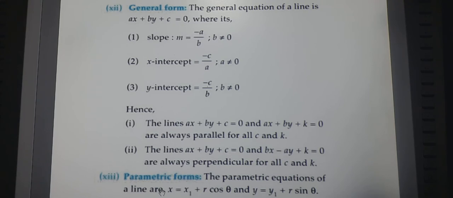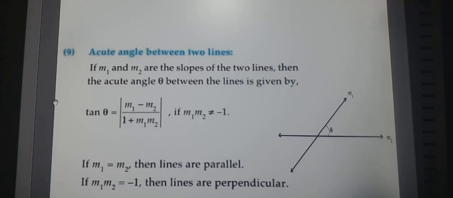Then next is parametric form. This form we also discuss in complex number chapter, that is parametric equation of circle. The parametric equations of a line are x is equals to x1 plus r cos theta and y is equals to y1 plus r sin theta. There we remember that x equals to r cos theta and y equals to r sin theta are the parametric forms.